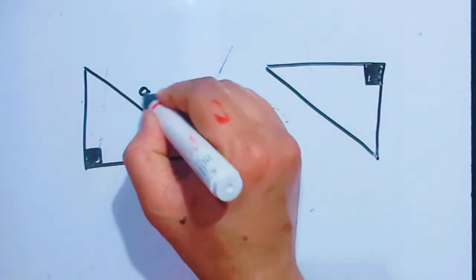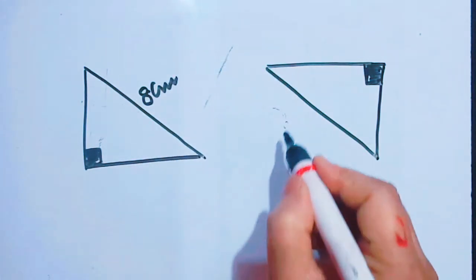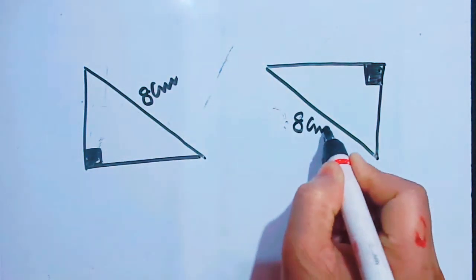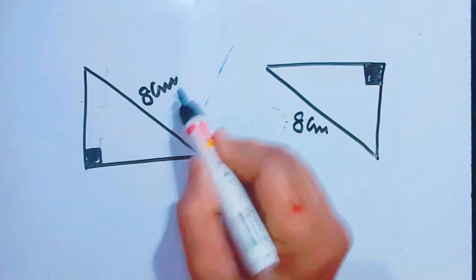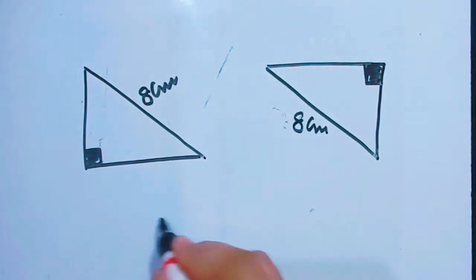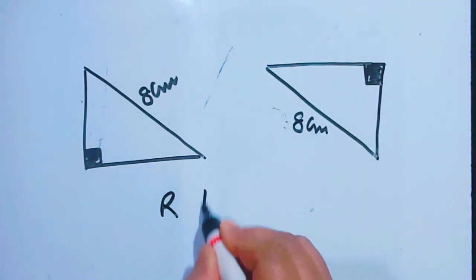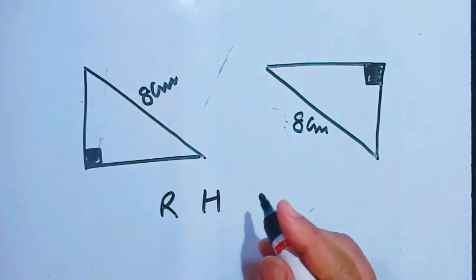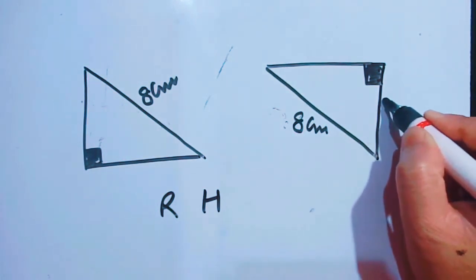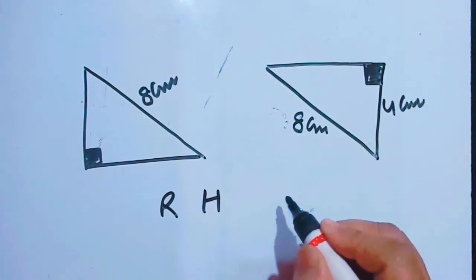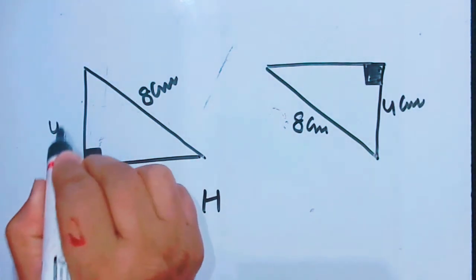Now they have given you this as 8 centimeter, and this is also 8 centimeter. Fine. Means they have given you the hypotenuse as equal. Very good. Means a right angle is there, hypotenuse is also there. Okay. Now let me see. This is 4 centimeter. One of the sides is given as 4 centimeter and this is also given as 4 centimeter.